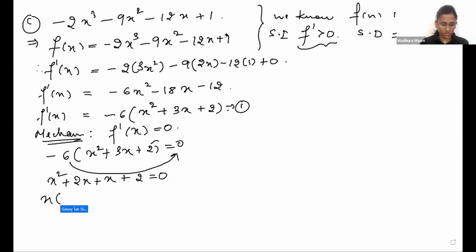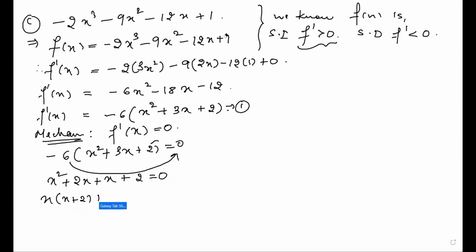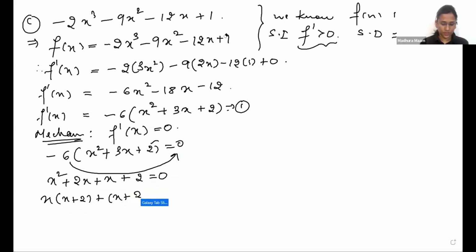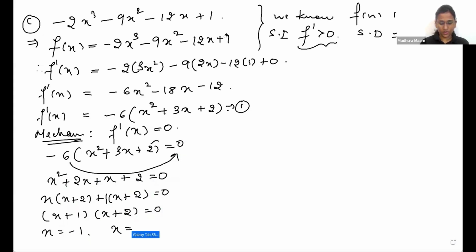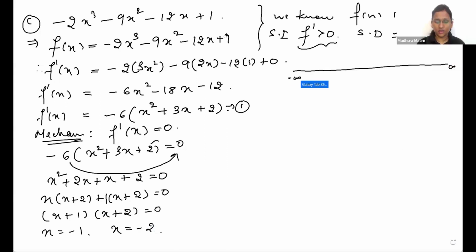Okay, so this is x plus 2, and similarly here it will be what? Plus 1 into x plus 2. Is this correct? So what are the two roots here? One is x plus 1 and the other one is x plus 2. So one value of x is minus 1. And what is one more value of x? Minus 2. How many roots you get here? 2 roots. Okay. So since we got 2 roots, we will plot them.